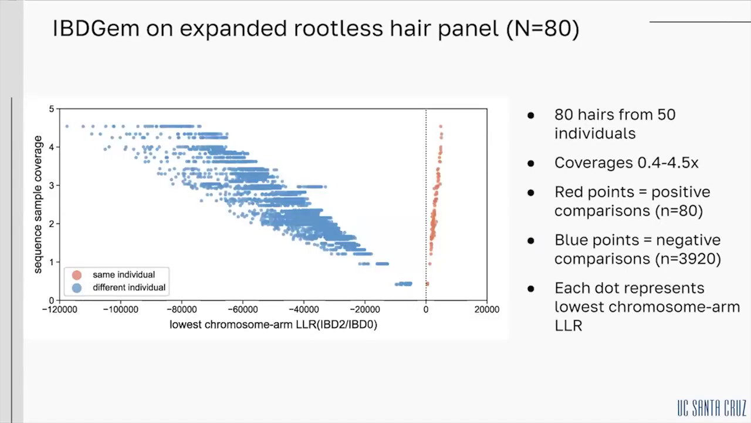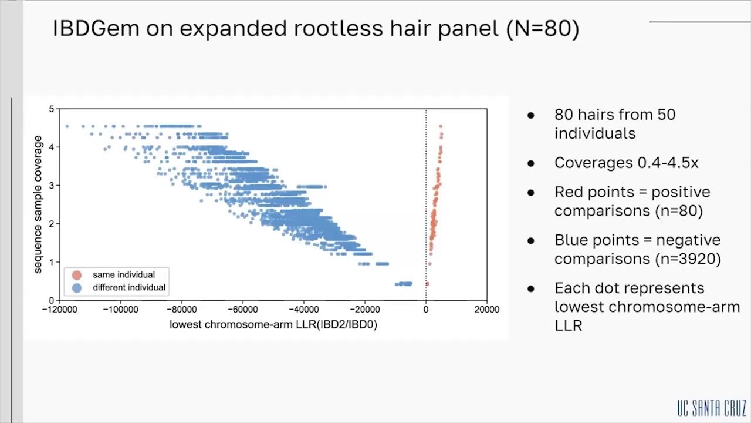And finally, for one of our most recent analyses, we expanded our hair panel so that it now includes 80 rootless hairs from 50 individuals, together with 50 corresponding saliva samples. The hairs represent a mix of both head and pubic hairs, with DNA sequence coverages ranging from 0.4 to 4.5x.